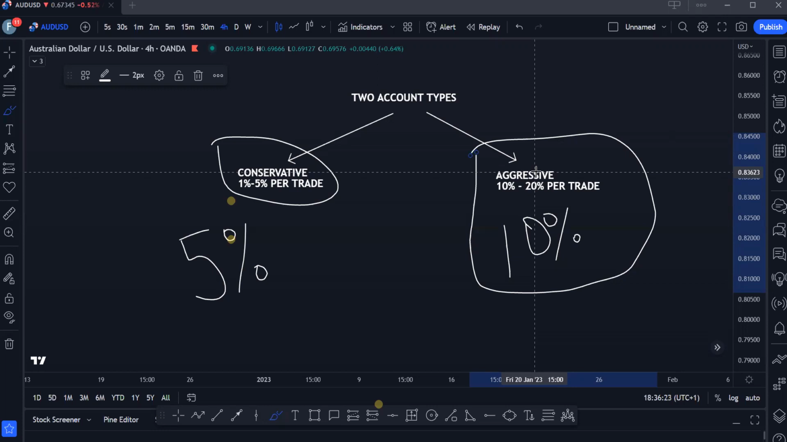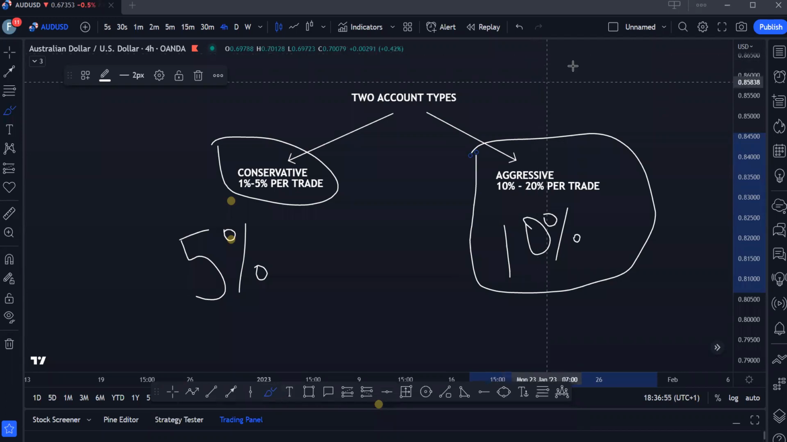Are you trying to buy a car? How much is a car? Is a car $5,000? Are you trying to travel out of the country? Is your cost of traveling out, let's say, $5,000? Are you trying to buy a house? How much is that house? So have a target for your aggressive account. So let's say your target is $5,000.